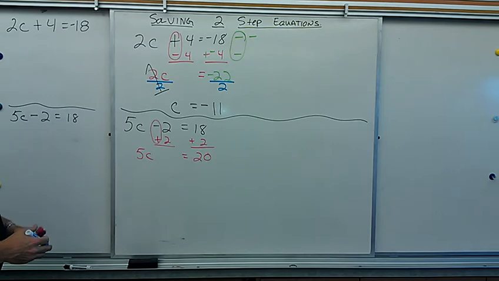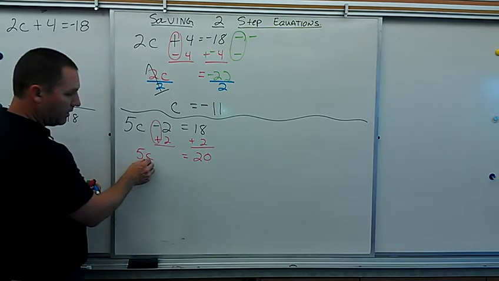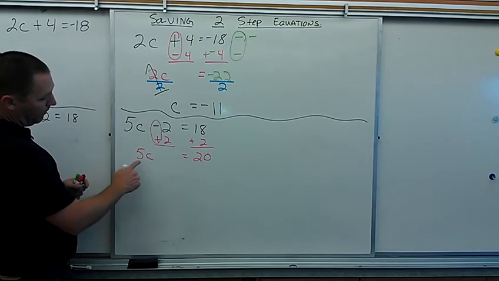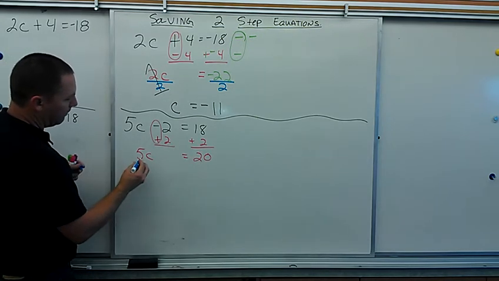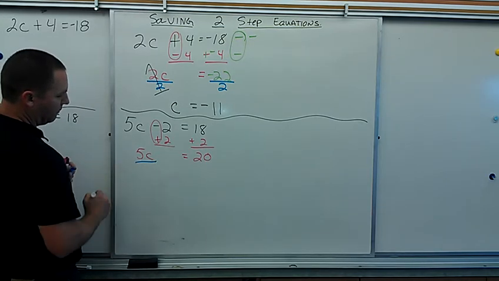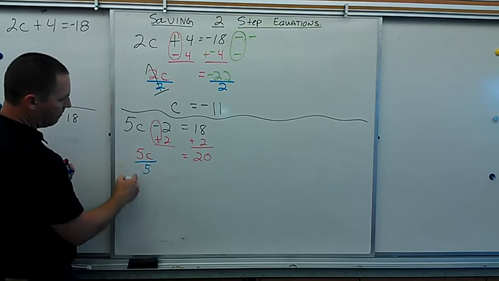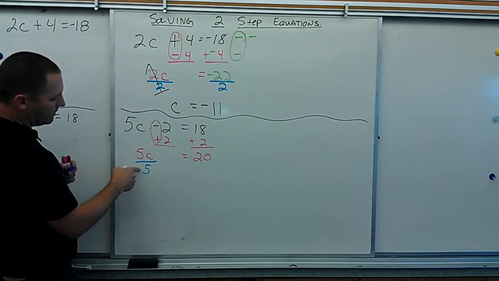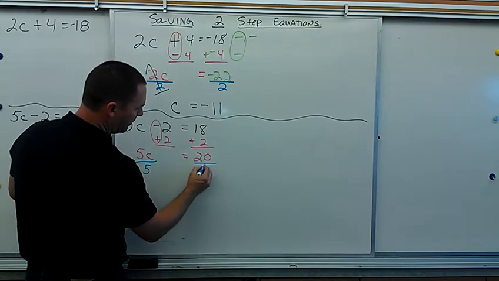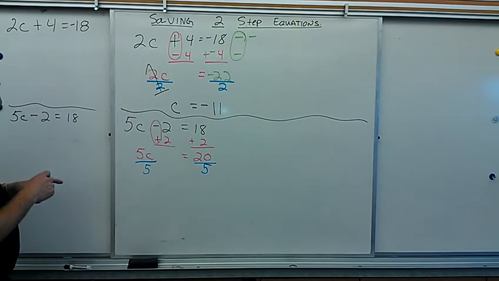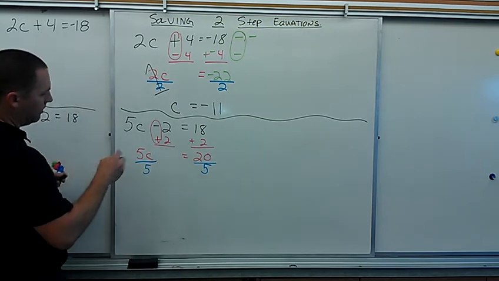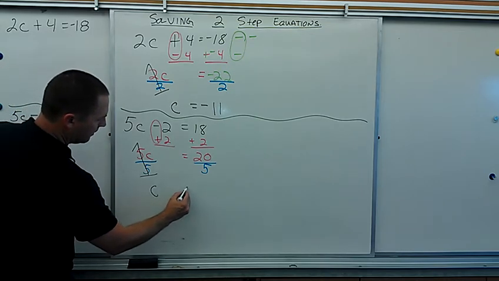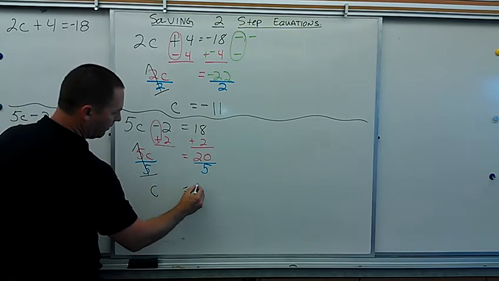And then my last step, I need to get the c by itself, so I need to separate them out or to divide them up. I'm going to divide by what I'm multiplying by. This right here is multiplication. The opposite of multiplication is division. That's the division symbol I'm going to use. Divide this side by 5. I divide by that coefficient. Whatever that number is, that's what I divide by. If I divide this side by 5, I need to divide this side by 5. And when I do that, this makes a giant 1. I'm left with c. And on the right-hand side, 20 divided by 5 is 4.